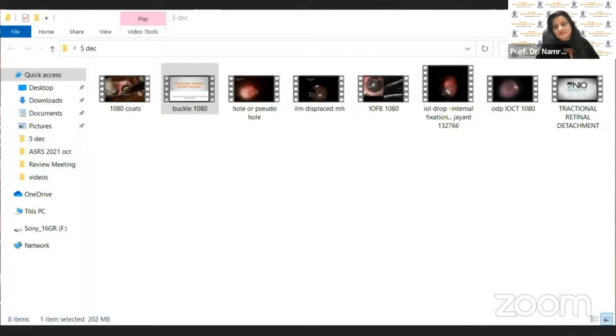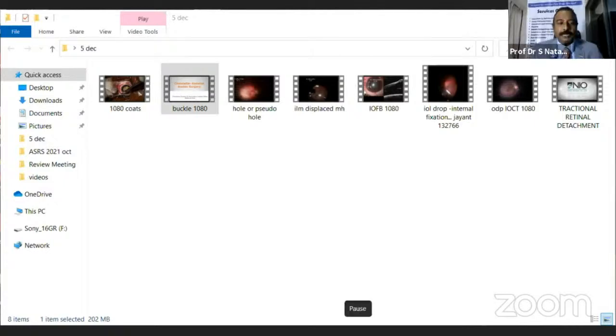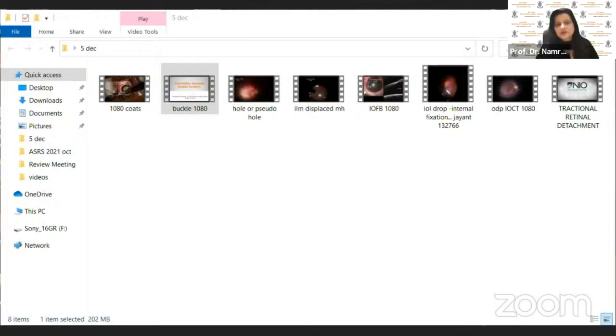Yes, Aditya. So, are you able to see the screen? We are able to see your screen, but your presentation is not open. We can see all the videos. So, to make it full screen, you have to open the presentation and make it full screen. We can see your desktop. Thumbnails we can see in your folder 5 December.